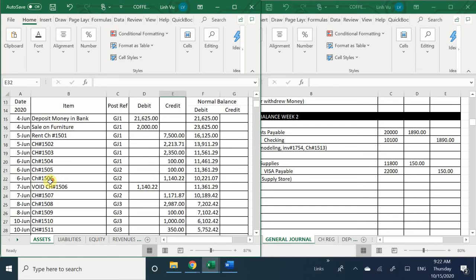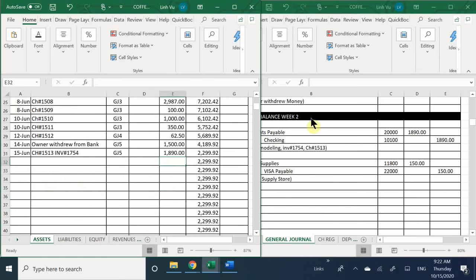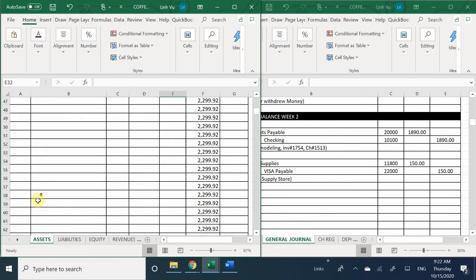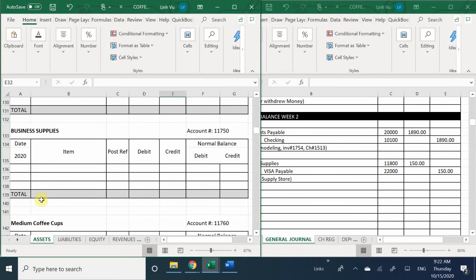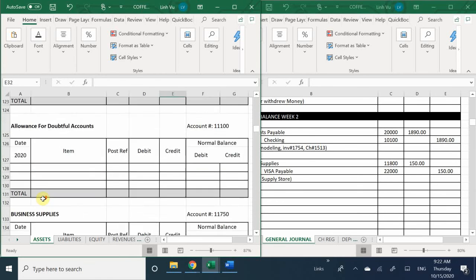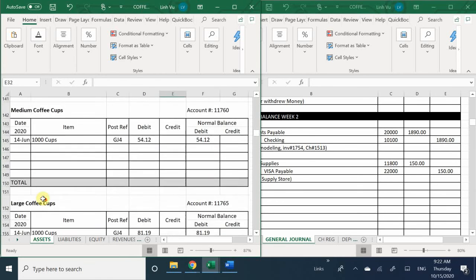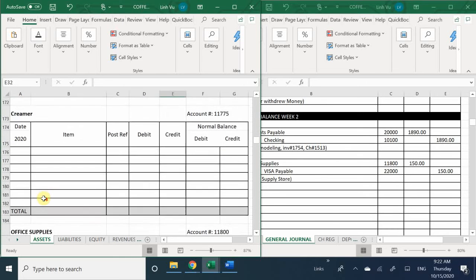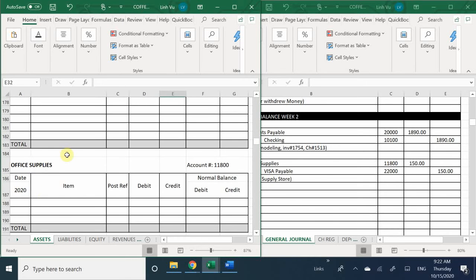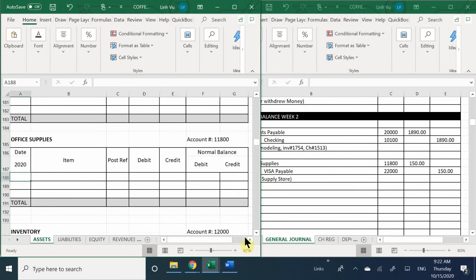What account am I going to? Office supplies. Good. So that should be page 5 or 6 in the worksheet. It should be right after business supplies. So office supplies, right? How do I fill this out?